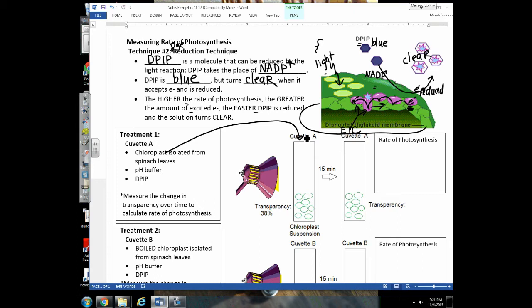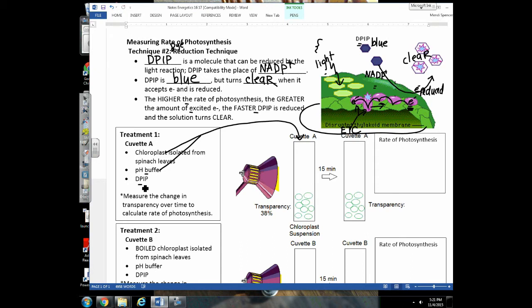We have to put in a pH buffer because pH isn't going to be regulated anymore in the environment of these chloroplasts, because we've destroyed the cell. And really the cell is just trying to help maintain this pH balance. So we have to put a buffer in here. The buffer is going to go into each of the cuvettes, and then we have to add the DPIP.